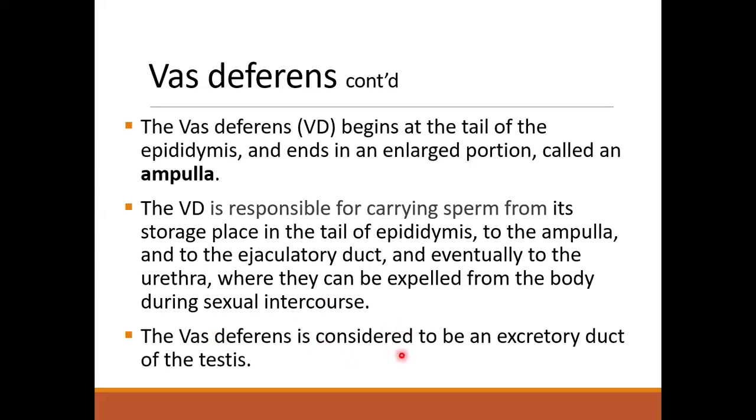So the vas deferens is considered to be an excretory duct of the testis. You know, excretory duct. A duct is just a tube. If you consider that the testis has produced the sperms stored in the epididymis, and the vas is now carrying it away and virtually going to throw it outside, then the vas deferens can be said to be an excretory duct. That's what we're talking about. All right.